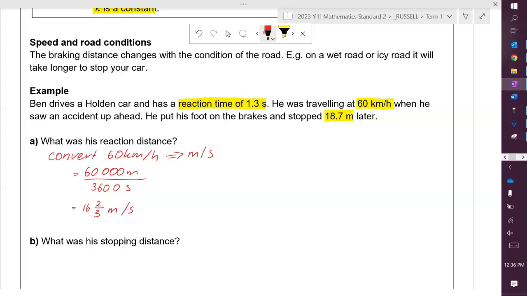So what we're now calculating is that reaction distance, which, if we think back to above, is the distance travelled during our reaction time. So the speed is 16 2/3, and our reaction time is 1.3 seconds. That is going to give us 21.66666 forever, so that would be 21.7 metres. So that's how far Ben travelled while reacting.